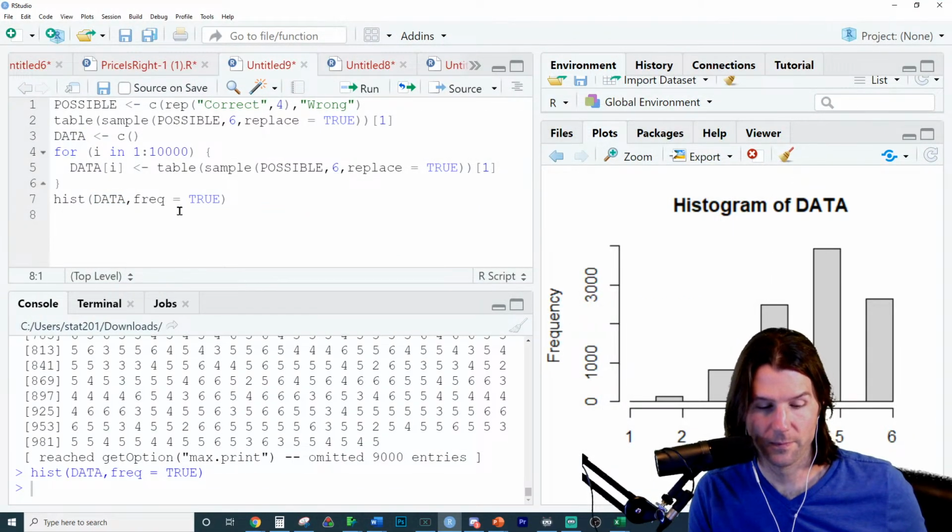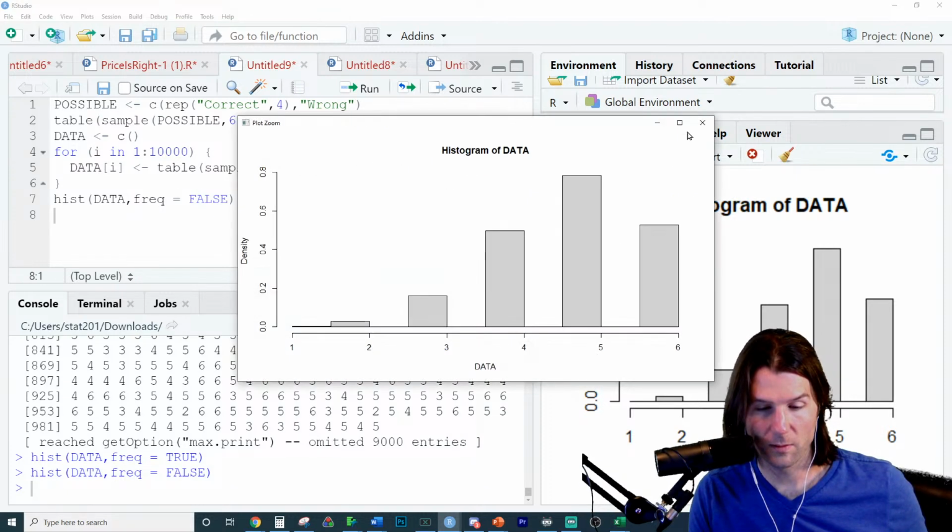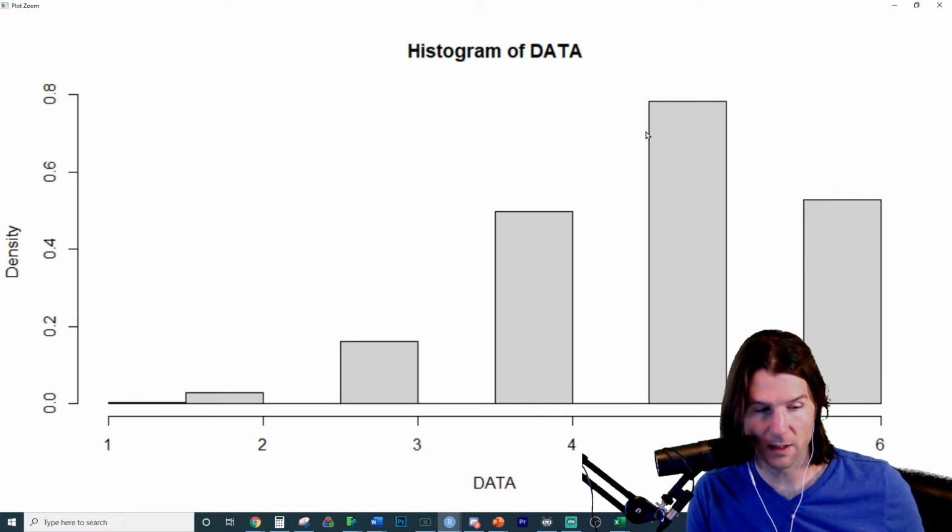That looks to be it. It looks to be set to true. Yeah, there we go. There we go. Now we can see the frequency.